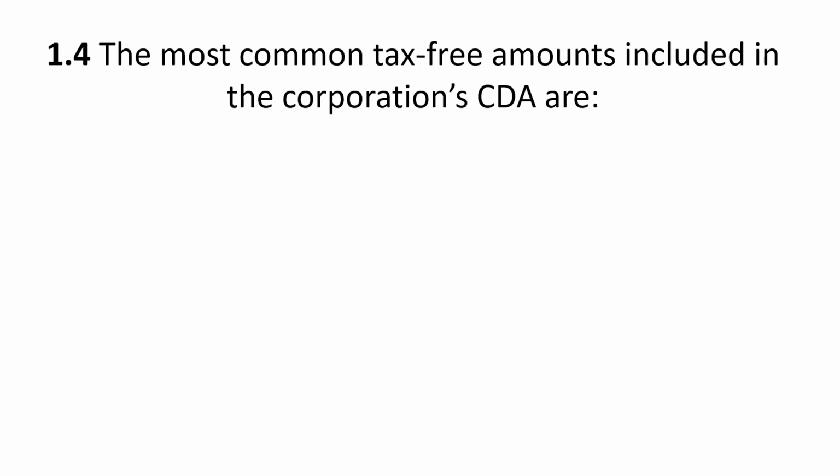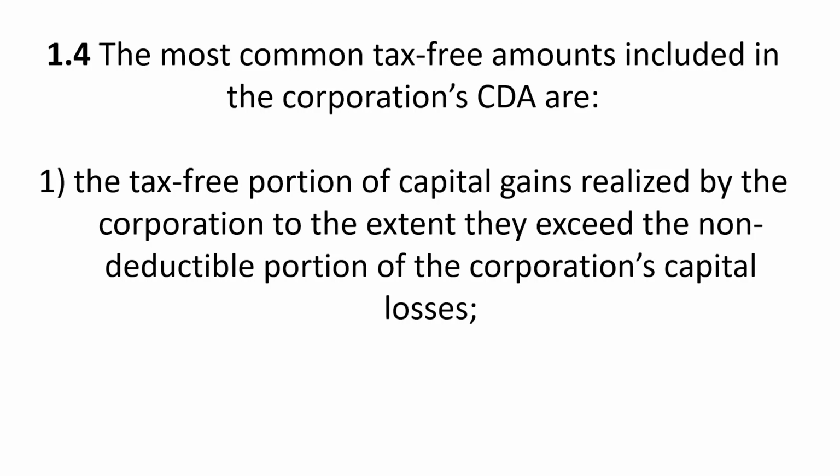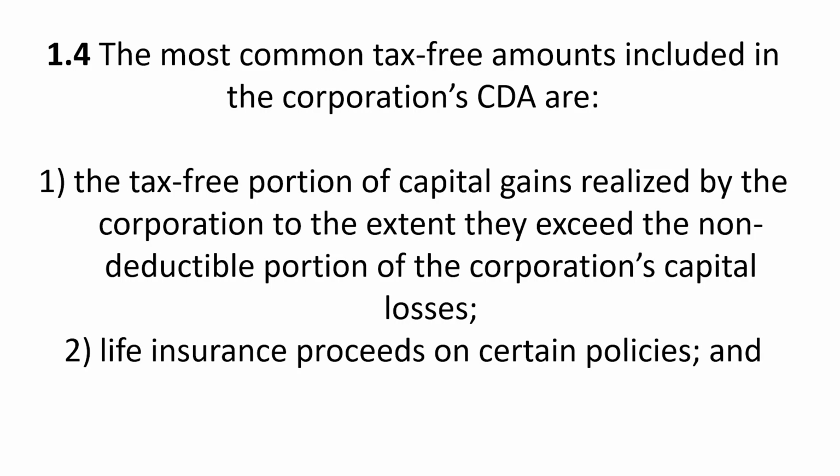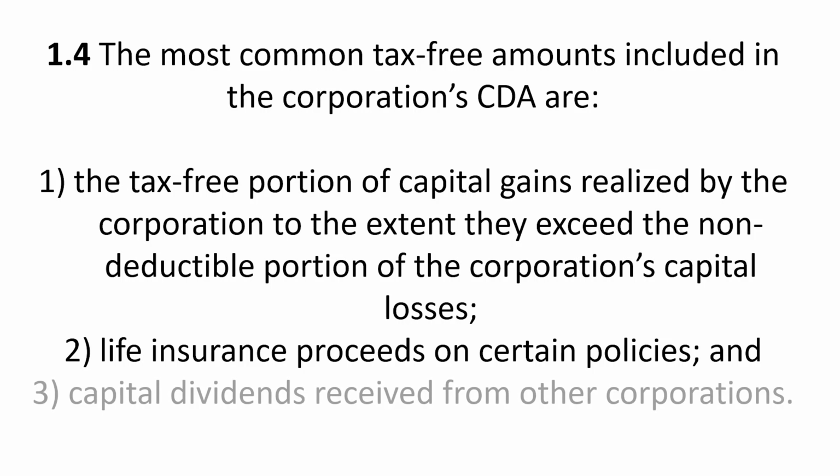The most common tax-free amounts included in the corporation's CDA, and CDA stands for Capital Dividend Account, are number one, the tax-free portion of capital gains realized by the corporation to the extent they exceed the non-deductible portion of the corporation's capital losses. I will explain that in a very simple manner on the next slide. Number two is life insurance proceeds on certain policies, and number three, capital dividends received from other corporations.